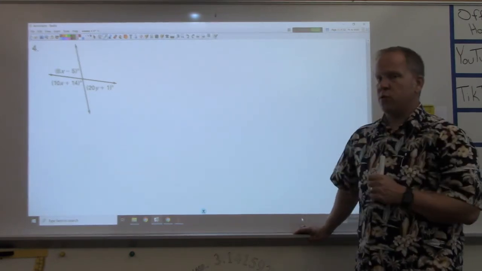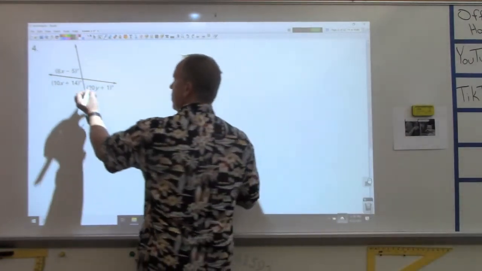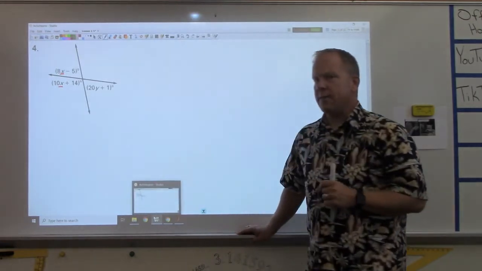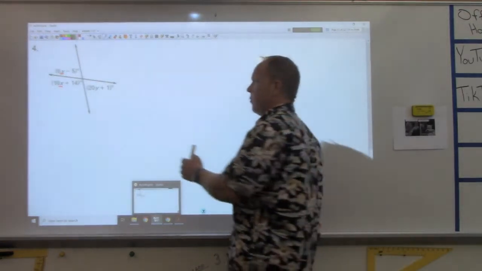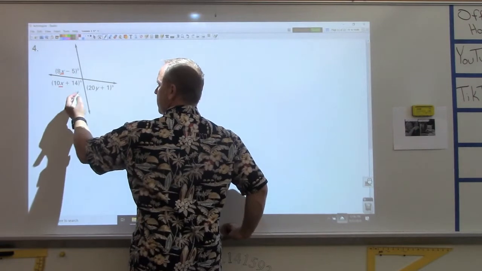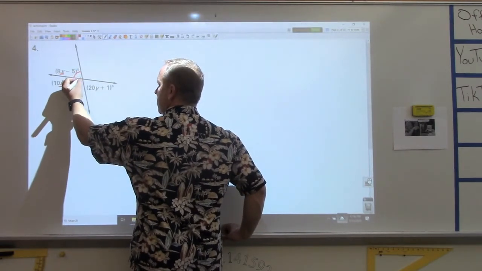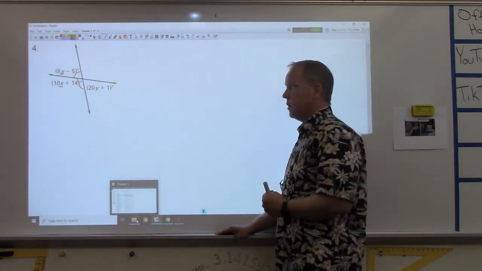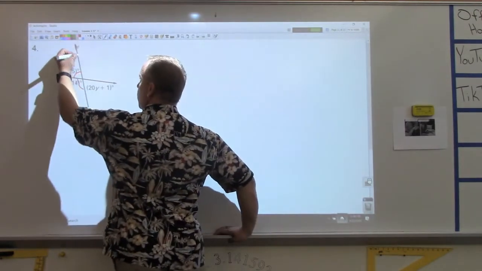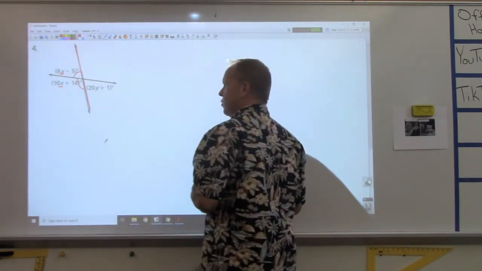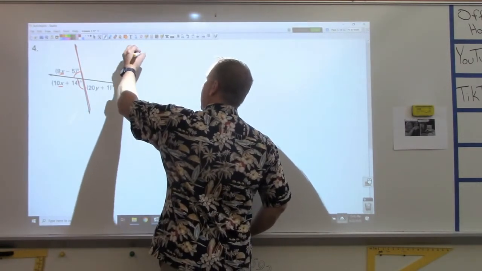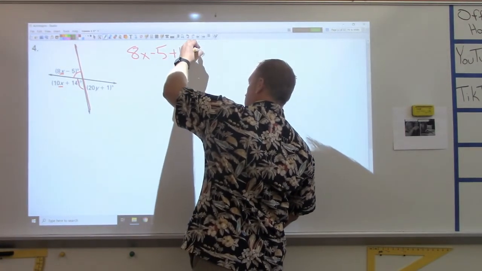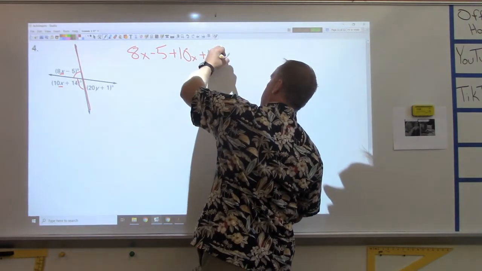So let's look at where the 2 x terms are. There's an x term here, and there's an x term here. What kind of angles are they? If I'm looking at this whole expression here and this whole expression here, what kind of angle is this angle and this angle? If I put them together, they are what? Linear pair. So if they're a linear pair, see the straight line? They should add to 180. So 8x minus 5 plus 10x plus 14 equals 180.